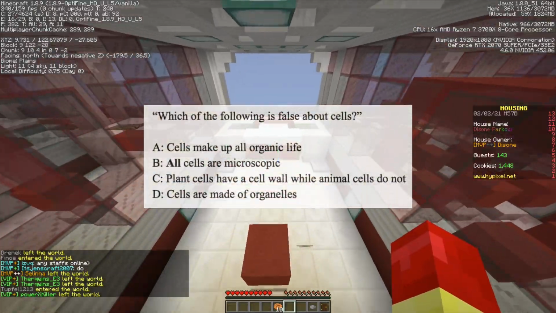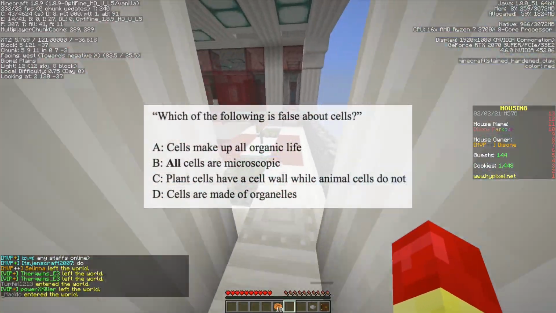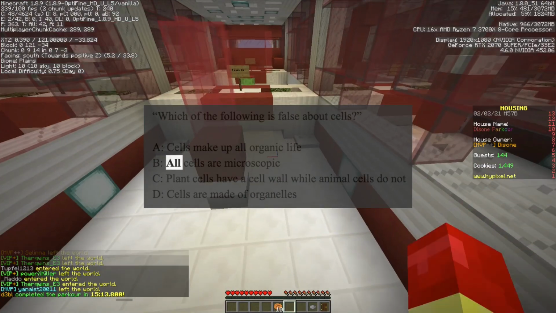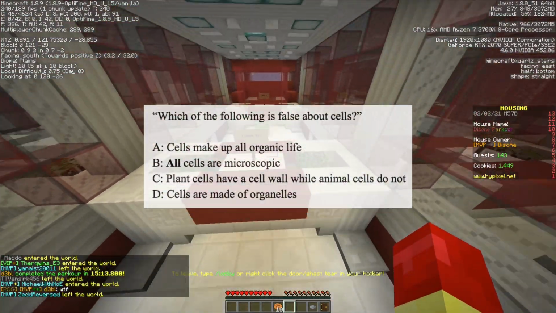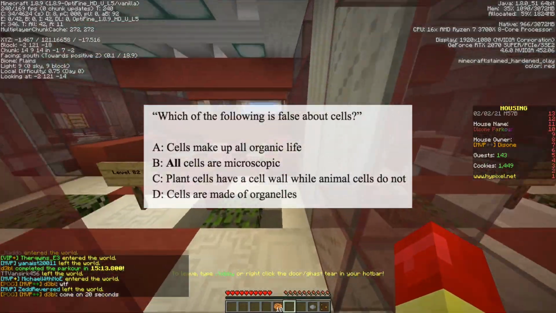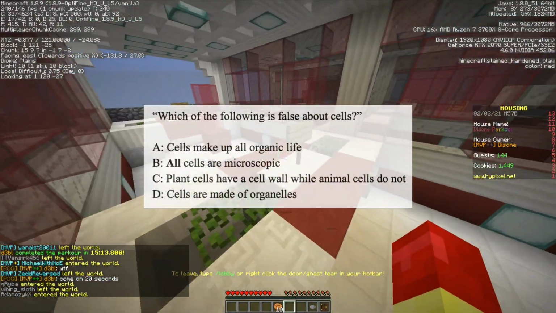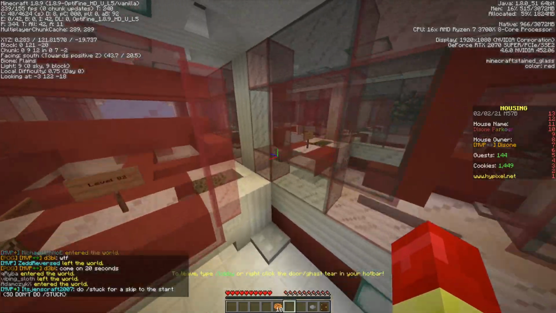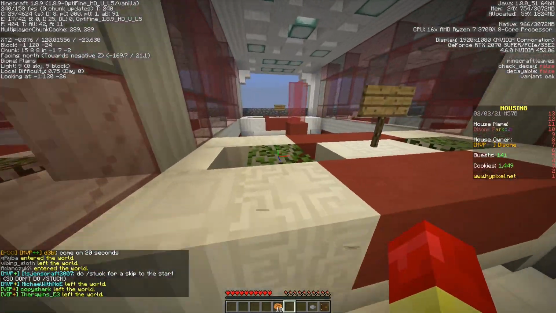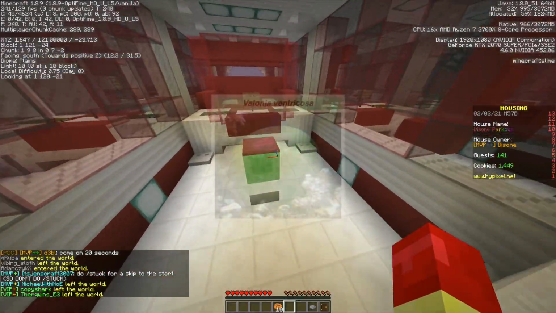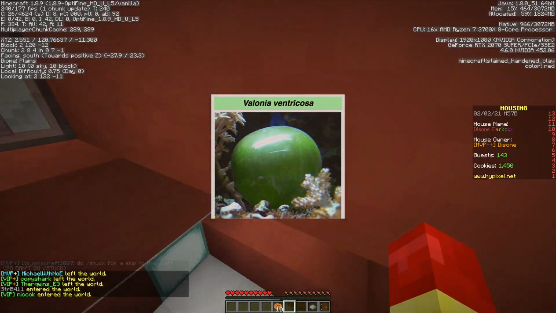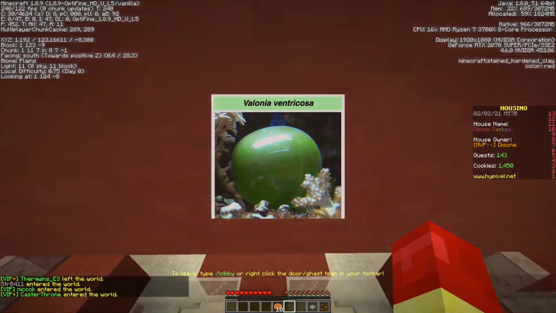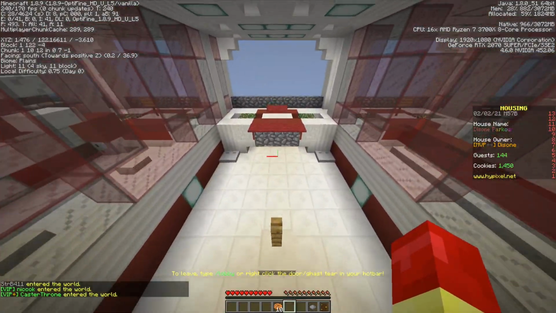Here's an example modified from earlier. Do you see that all in option B? That's an absolute. Meaning if you can think of a single example of a cell that is not microscopic, then you know instantly that B cannot be correct. And fun fact, there are cells that are not microscopic, that is, they can be seen with the naked eye. And they're pretty big, especially when you consider how small most cells are. This green sphere is a single cell. It can have a diameter of up to 5 centimeters, making it one of, or even the biggest single-celled organism in the world. I don't know, I thought that was cool.